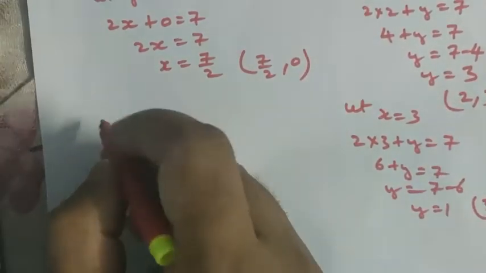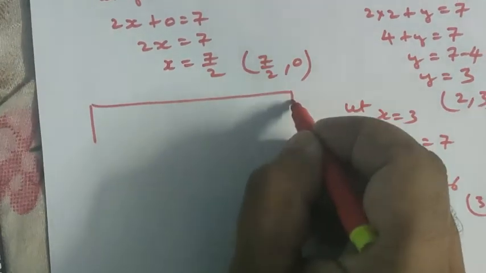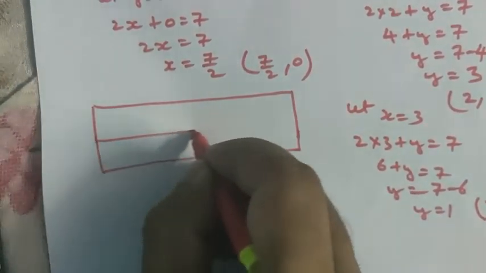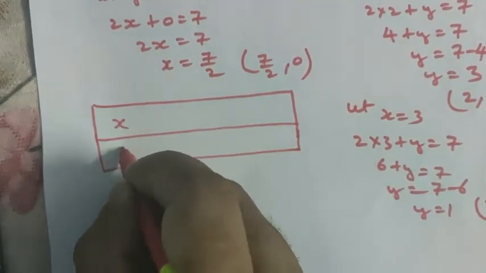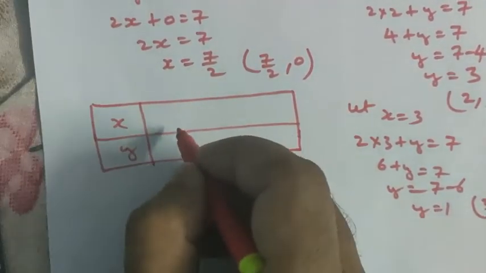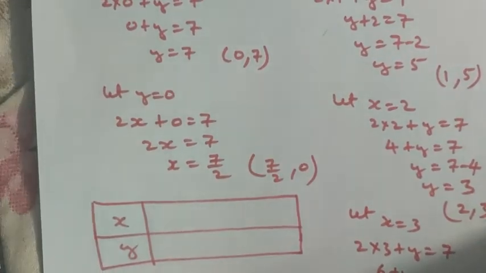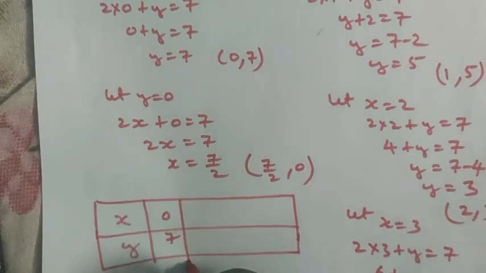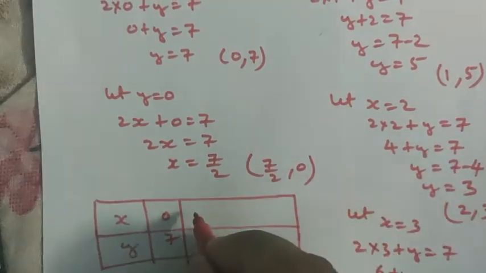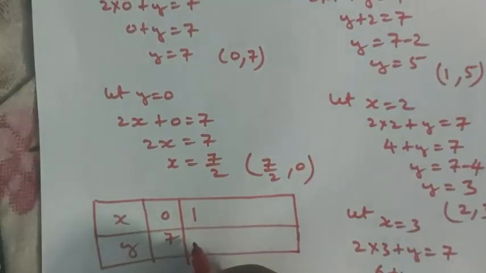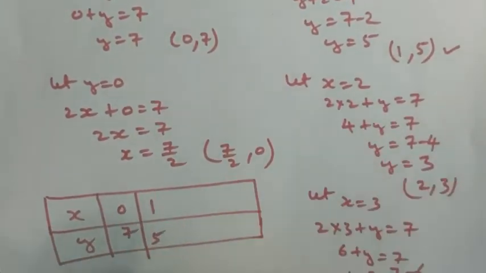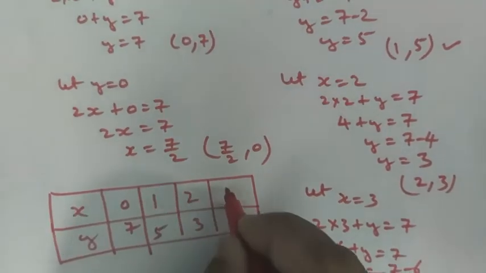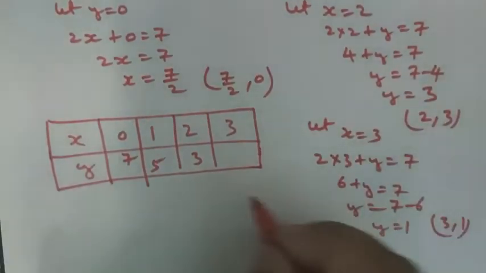Now we will make a table like this, with x and y for different values. The first value we have taken, for x equals 0, the value of y is 7. For x equals 1, the value of y is 5. For x equals 2, the value of y is 3. For x equals 3, the value of y is 1.